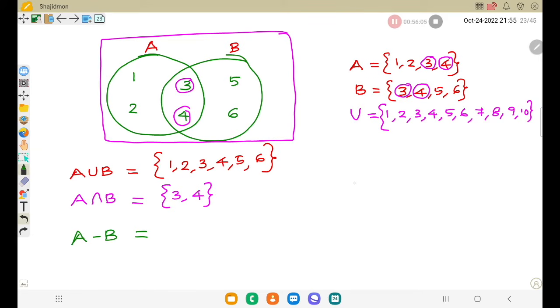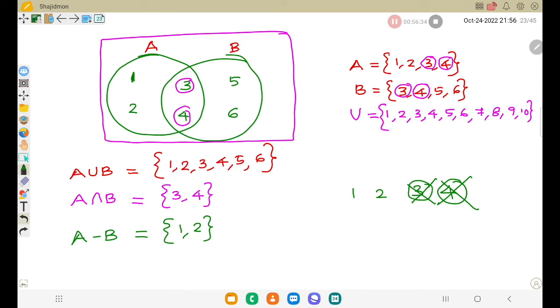What is the A set here? 1, 2, 3, 4. This is the A set, correct? Delete the B numbers from here. What are the B numbers? 3, 4, 5, 6. So 3 is coming here, delete. 4 is coming here, delete that one. So what are the remaining numbers? 1 and 2. From A, delete the B numbers. So we can see only this portion, 1 and 2.